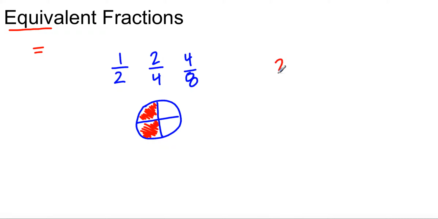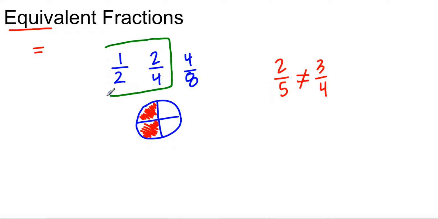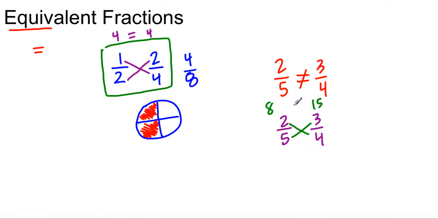Not equivalent would be something like 2/5, which is definitely not equal to 3/4. One easy way to compare two fractions to see if they're equivalent is to cross multiply. If we look at 1/2 and 2/4, which we know to be equivalent, when we cross multiply, 4 times 1 is 4, and 2 times 2 is 4. Because the cross products are equal, we know the fractions are equal. Looking at 2/5 and comparing that to 3/4, when we cross multiply, 4 times 2 is 8, and 5 times 3 is 15. Those cross products aren't equal, so those fractions are not equivalent. So an easy way to check for equivalent fractions is just to cross multiply.